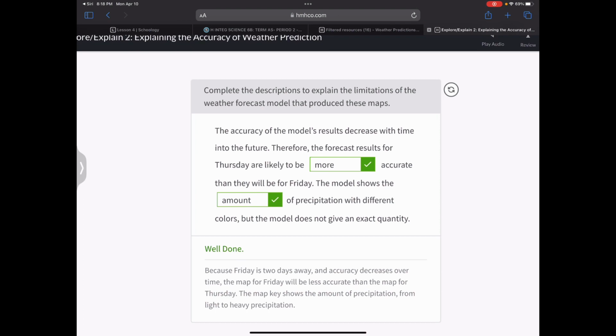Well done. Because Friday is 2 days away and accuracy decreases over time, the map for Friday will be less accurate than the map for Thursday. The map key shows the amount of precipitation from light to heavy precipitation.